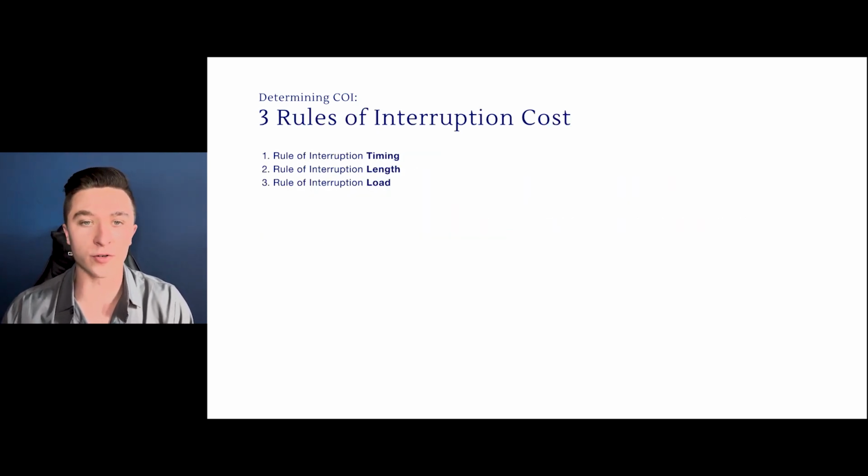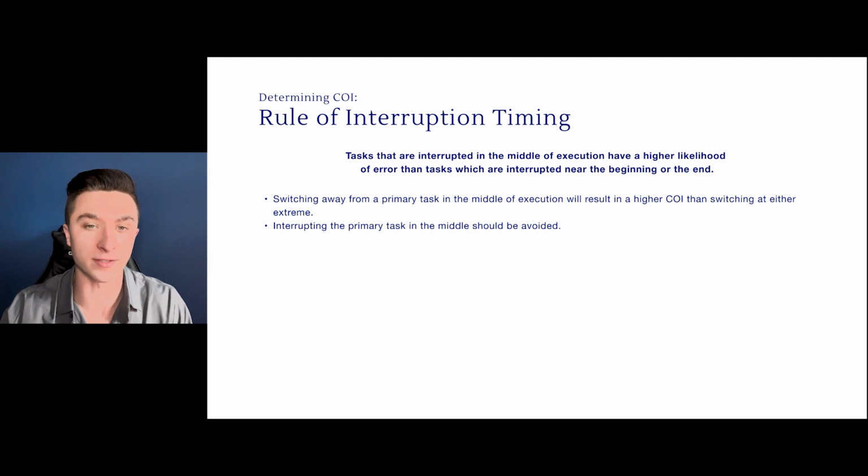We have the rule of interruption timing, the rule of interruption length, and the rule of interruption load. All right, so the rule of interruption timing states that if the primary task is interrupted in the middle, you're more likely to make an error than if you interrupt that same task near the beginning or near the end of its execution. So therefore, switching away from a primary task in the middle of execution is going to result in a higher cost of interruption than switching at either extreme. Interrupting the primary task in the middle, based on this rule, should generally be avoided.